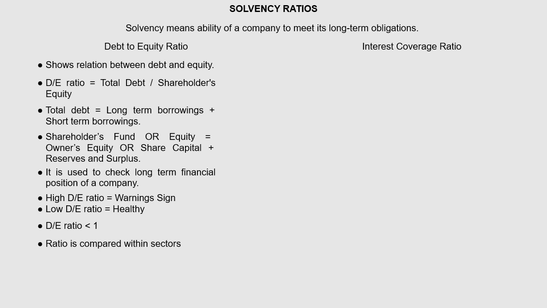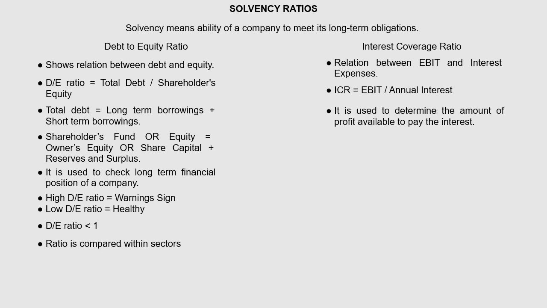Second is the interest coverage ratio. Interest coverage ratio means the relation between EBIT, that is earnings before interest and tax, and interest expenses. Interest coverage ratio equals EBIT divided by annual interest. It is used to determine the amount of profit available to pay the interest. A high interest coverage ratio is better as it shows that the company can pay higher interest. A company should have a minimum interest coverage ratio of 2.5. Lower than that is considered a warning sign.